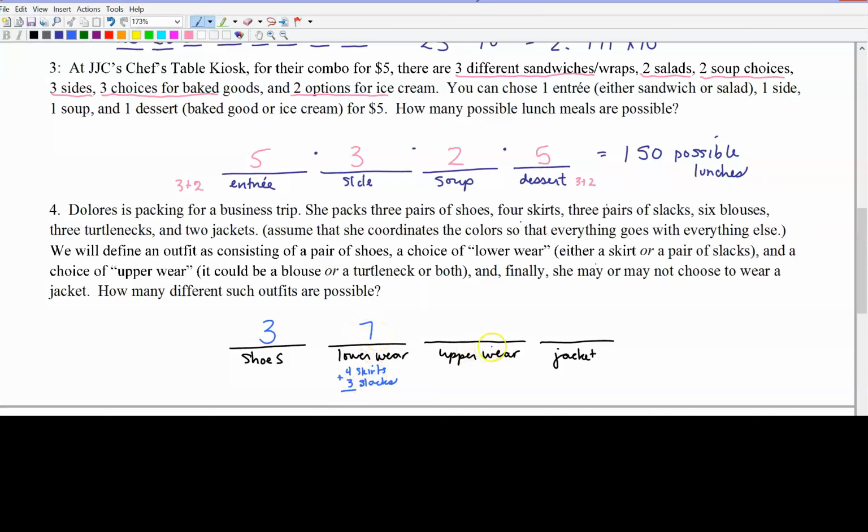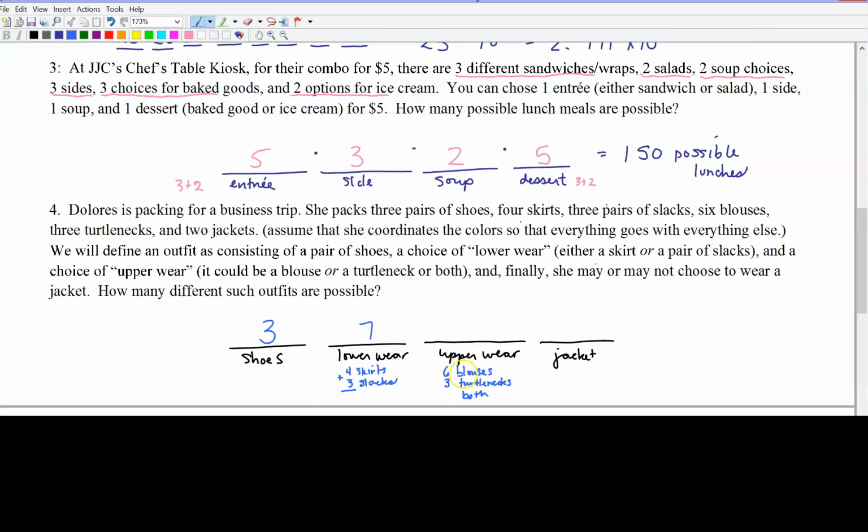Now let's go to the upperwear. For the upperwear, she could wear a blouse or a turtleneck or pair them together. For the blouses, she's got 6 blouses. She's got 3 turtlenecks. Or she could opt to put these together and wear both of them at the same time. Now the question is, how many options is she going to have if she wears both? Well, let's break that off to the side.